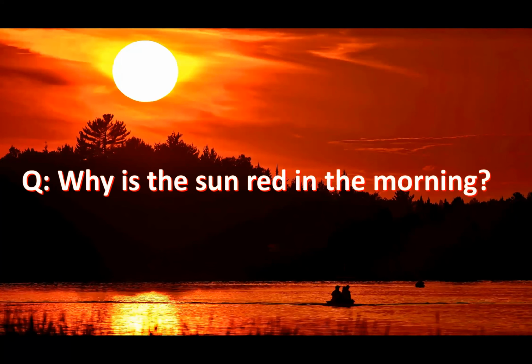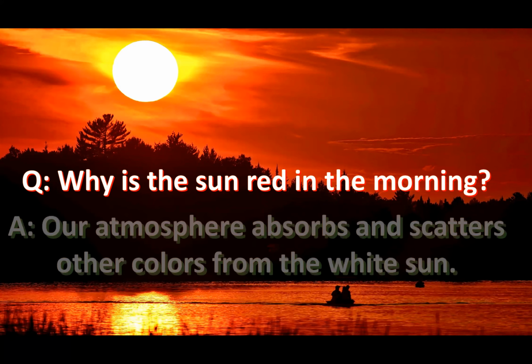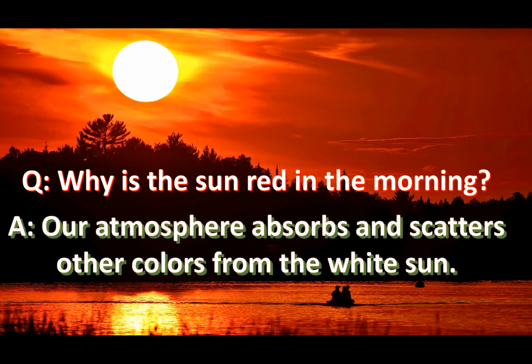The question was, why is the sun red in the morning? Well, it's because our atmosphere absorbs and scatters other colors from the white sun. So remember that the sun is white, and it appears different colors because our atmosphere messes with it. So the more atmosphere the sun has to travel through, the more likely it's going to shift toward the red end of the light spectrum.